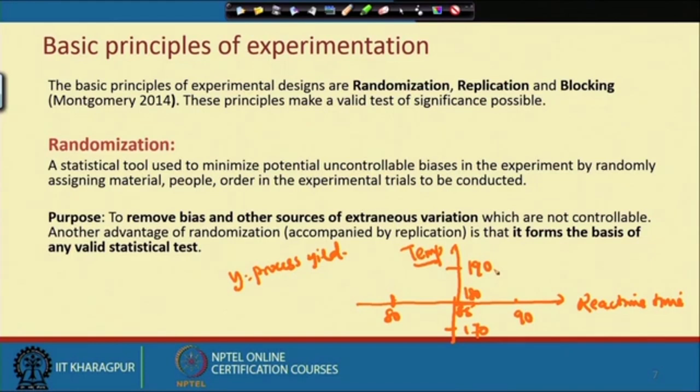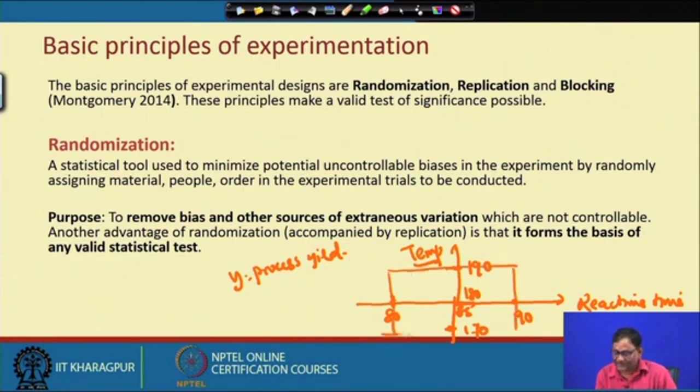Okay. Now, let us suppose I say the treatment. Treatment means how I will conduct the reaction process so that I will have the yield values. So, my treatment can be the reaction time at 80 minutes and 90 minutes, as well as temperature at 170 degrees and 190 degrees. So, I can create a combination like this. This combination is 80 minute reaction time and 170 Fahrenheit temperature. This is my one setting.